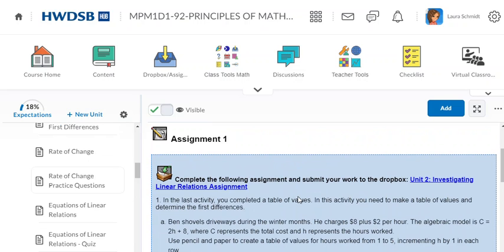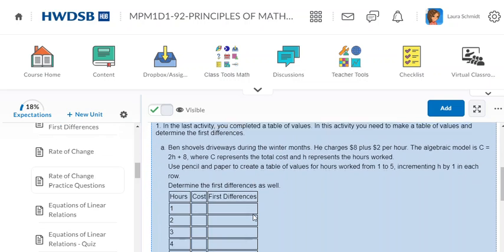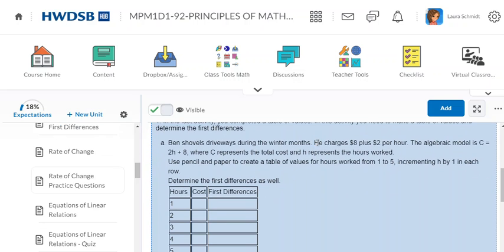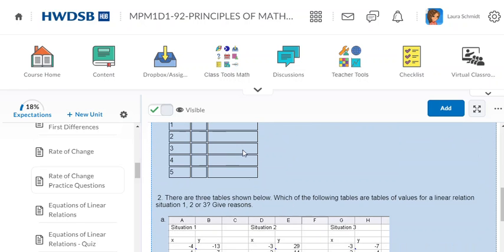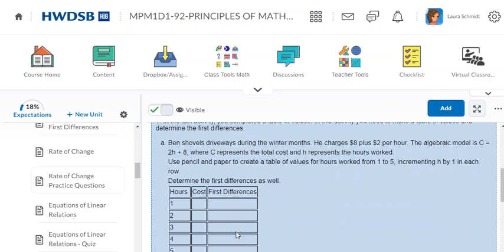For this one, you use this relationship here, $8 plus $2 per hour for shoveling the driveway. You're creating a table of values and finding the first differences.